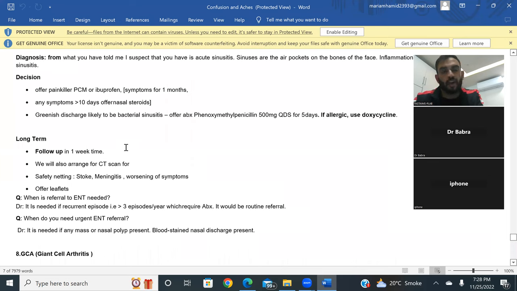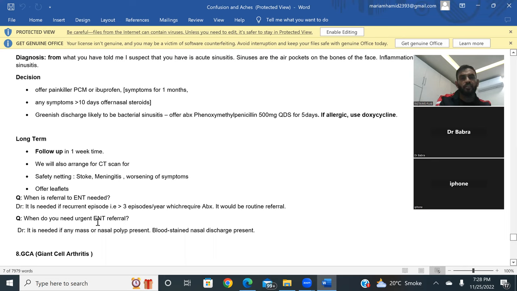And if you find a red flag, you order the CT scan to rule that out. But even if it's not having the red flag, you will refer for CT scan. Why? Because you want to rule out that he's not having any problem with sinus cancer, okay? Safety netting is the same we have been talking about.